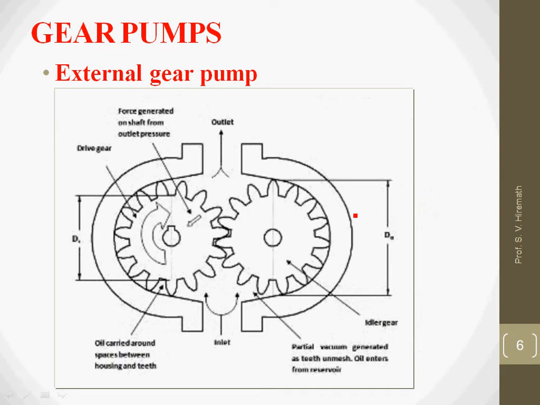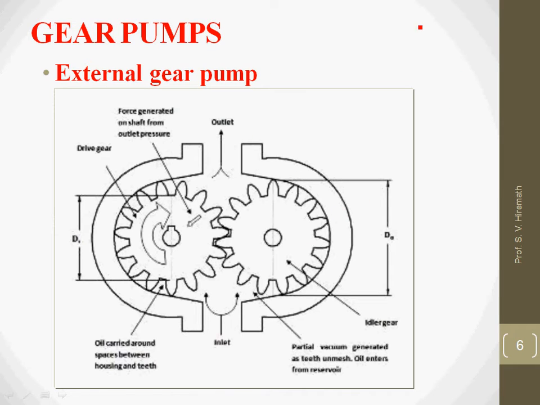So the pumps are going to be classified as the gear type of pump, a vane type of pump as well as the piston type of pump. First we will see regarding the gear type of pump. Again, the gear type of pumps are classified as external gear pump, internal gear pump, screw pump as well as lobe pump. First let us see about this external gear pump.